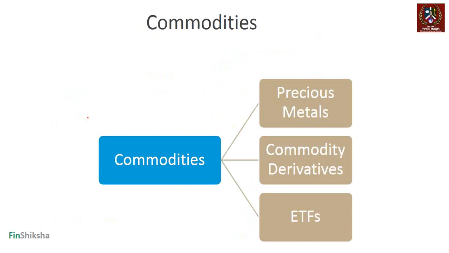Next, we move to what is called commodities. Now, commodities, we all know what they are. There could be precious metals, which is basically your gold, silver, etc. Then you could have commodity derivatives, which could be on agri commodities or crude oil, for example. And then could be exchange traded funds. This is ETF, an exchange traded fund. This could be on gold, it could be on silver, it could be on oil, it could be on any other index of commodities. This is something we will look at in more detail at a later point of time.